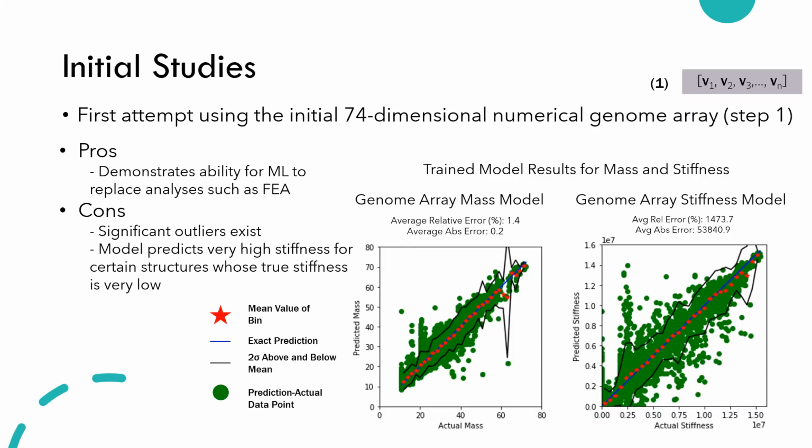Before I came in, there was a first training attempt using the initial array from step 1. The findings are that the trained models were pretty good in predicting the stiffness and mass of these structures. Ideally, the points would lie along the exact prediction line, this blue line you see here, but the majority of the points are still within 2 standard deviations within these black lines. Significant outliers do exist, which is a major issue because the model predicts artificially good and bad performance. For example, really high stiffness, when in reality it should be a lot lower.